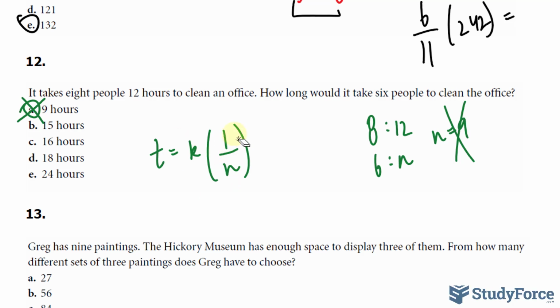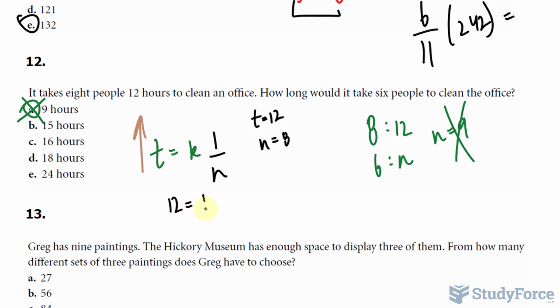Think about it. If it was like a constant k times n, then the more people that you add, the more time it takes, right? Just think about it like that. So to make sure that time decreases with greater number of people, we make t and n inversely proportional to each other. Let me rewrite it the way it should be. The reason why this is important is because we can now substitute t with 12 and n with 8 and solve for k. Let me show you.